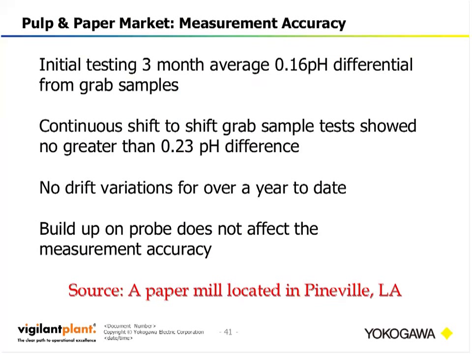Again here, we're showing you some of the success they had in the accuracy of the measurement. After 3 months of testing, grab samples wouldn't change by more than maybe 0.2 pH, and there were no drifting issues, up to a year after the probe was put in.